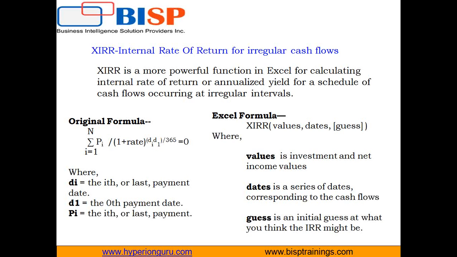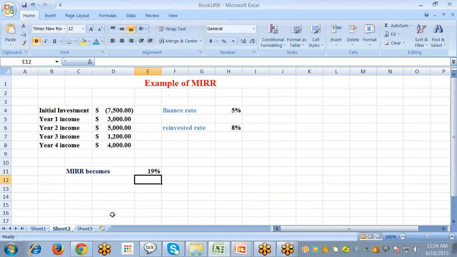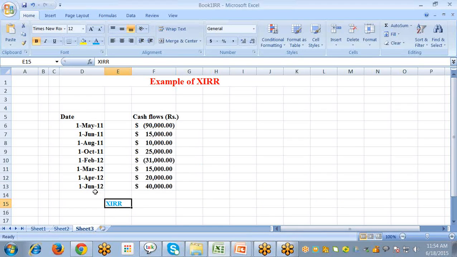So I have an example of this function. Here are the dates. The cash flows are represented here. This value and this value are represented by a negative sign because both of these values are investments. These are the values which go out from our account, so they are represented by a negative sign, and in Excel negative values are written in parentheses. And after that, these three values and these three values are the incomes we have gained on these dates.